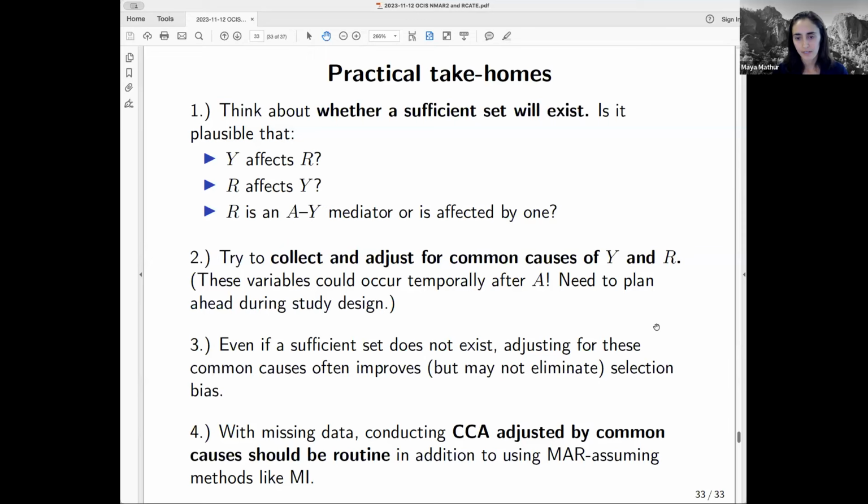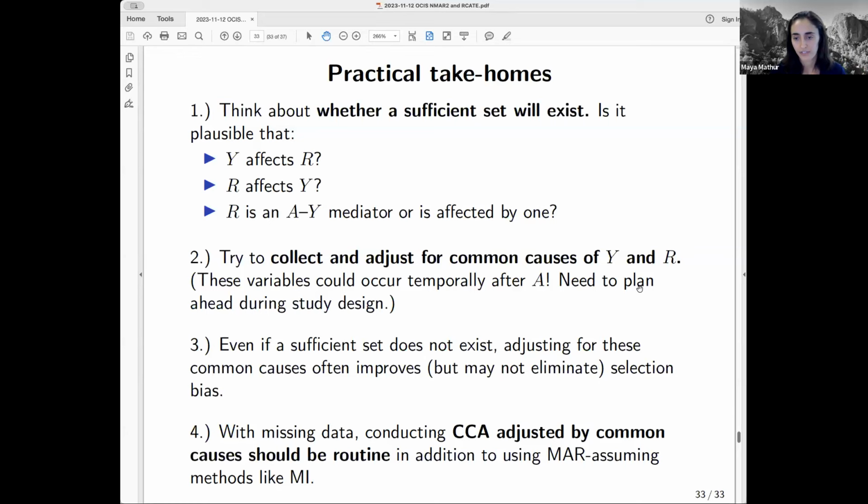It then makes sense to try to collect and adjust for variables that are common causes of Y and R. And it's important to note here that this may actually take some attention during study design, in particular because even though with non-randomized studies, at least, we are used to collecting a broad array of pre-exposure covariates that we will adjust for to try to control confounding, common causes of Y and R need not be prior to the exposure, right? They could actually be temporally after the exposure. And so as when we're doing, let's say, mediation analysis, and we have to worry about things like mediator-outcome confounders, we can't necessarily just plan on assuming that this baseline set of covariates that are intended to adjust for confounding is going to contain all of the common causes additionally of Y and R.